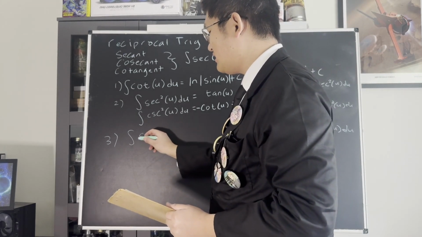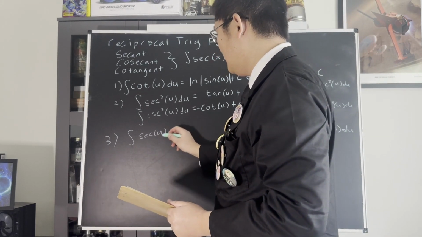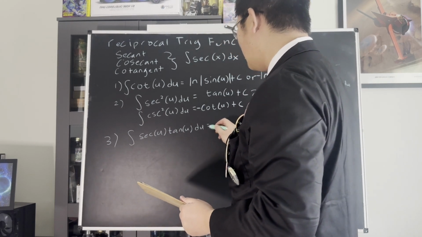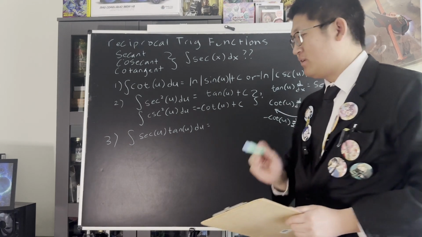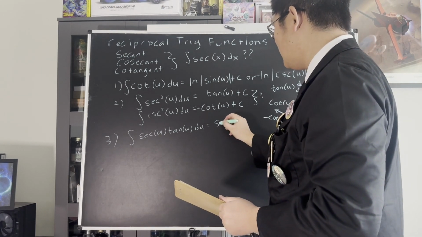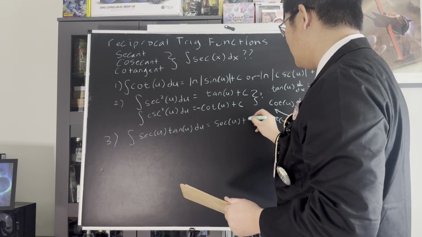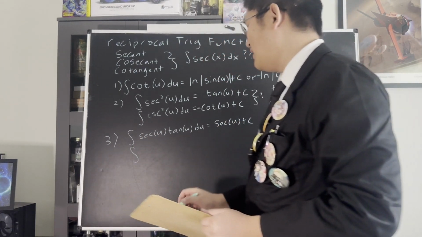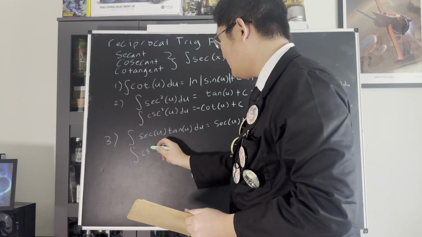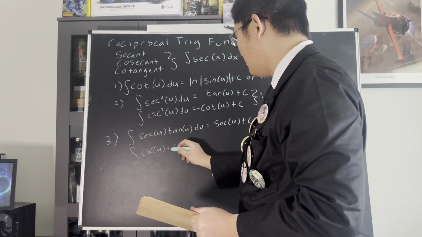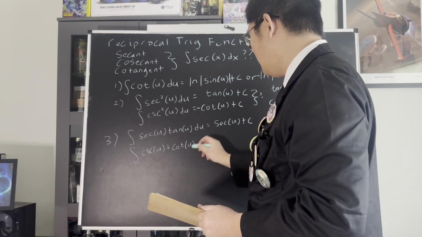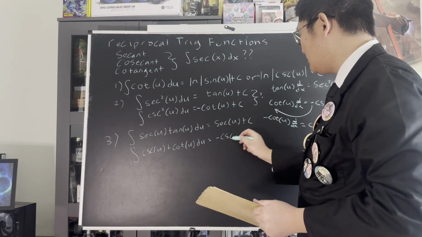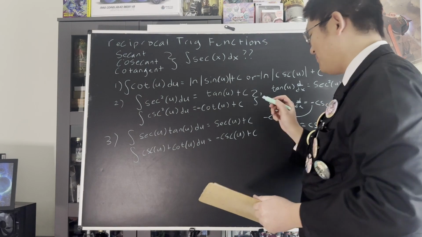If we took instead the integral of secant of u times the tangent of u, thinking about going in reverse, this is just secant of u plus c. And similarly, if you go the different route with cosecant of u times the cotangent of u du, that gives us a negative cosecant of u plus c.